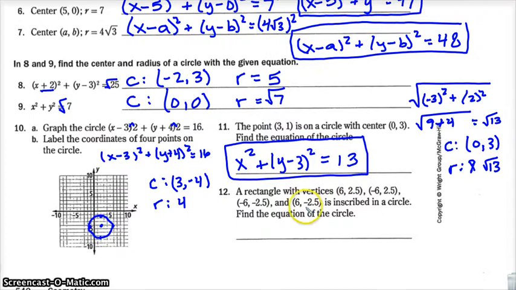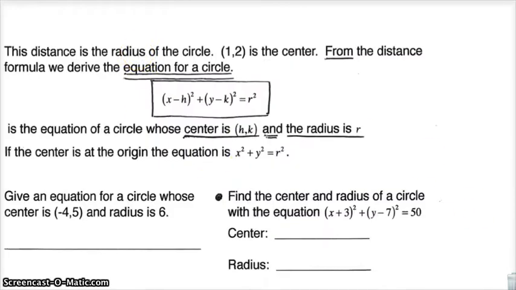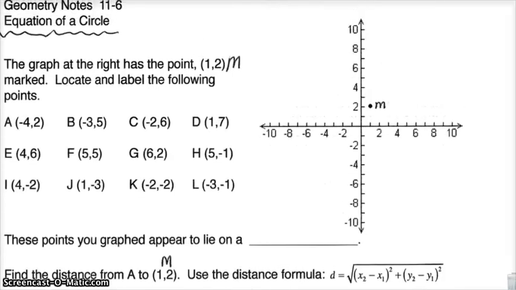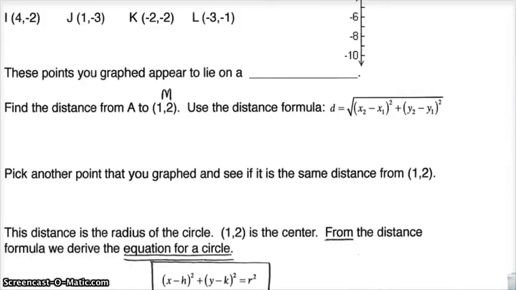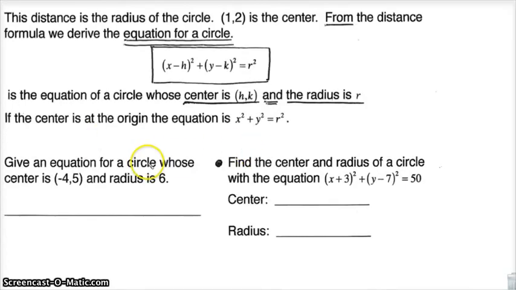All right, folks, now it's your turn to try. I'd like you to flip to the page that says 11-6 notes about the equation of a circle. I'd like you to plot the points and connect the dots. Use the distance formula as a review, and then practice 2 questions at the end about finding the center and radius of a circle.